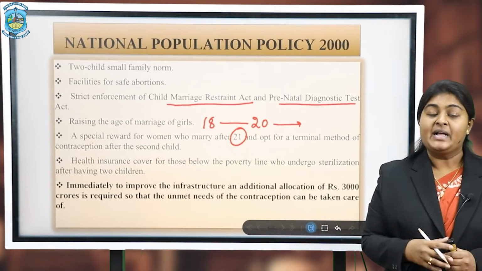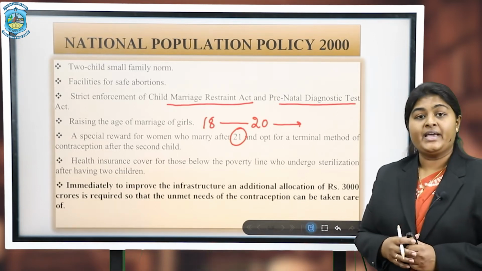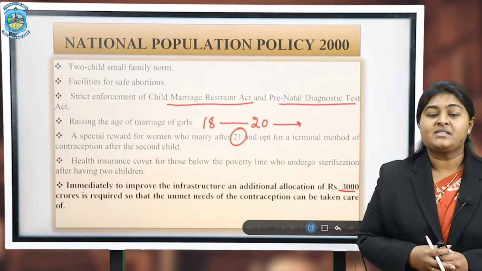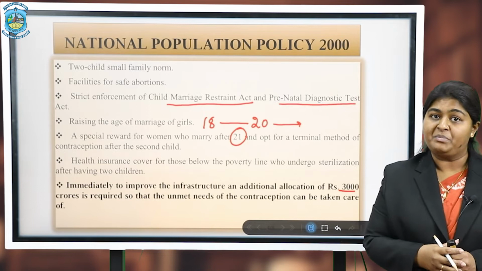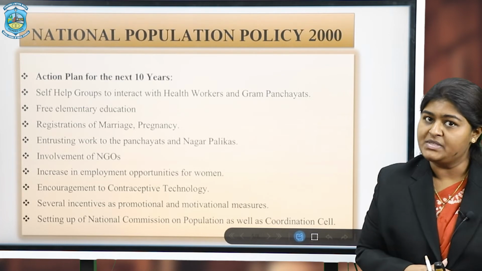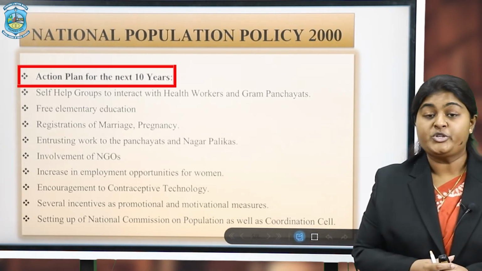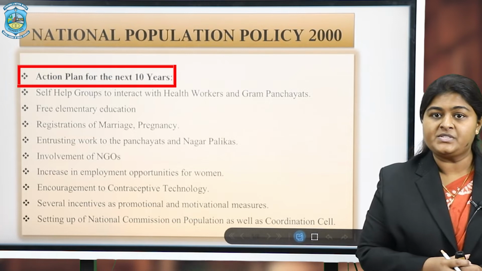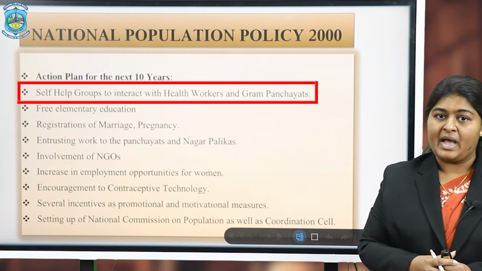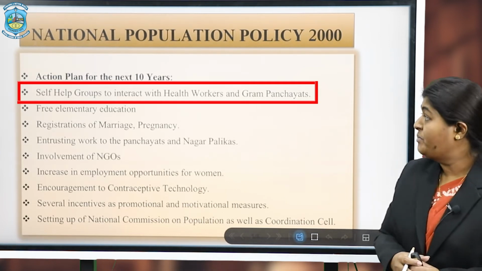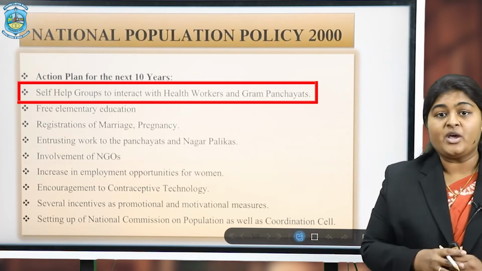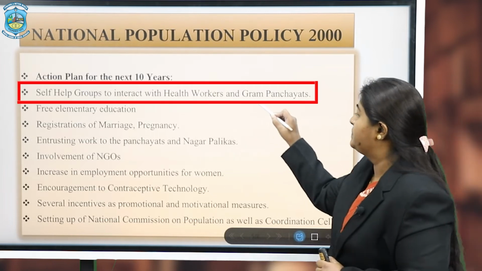Immediately, to improve the health infrastructure, an additional allocation of rupees 3,000 crores is required so that the unmet needs of contraception can be taken care of. Now, to achieve these aims and objectives, the action plan which was drawn for the next 10 crucial years included several things. Self-help groups at village panchayat levels comprising housewives will interact with the healthcare workers and gram panchayats.